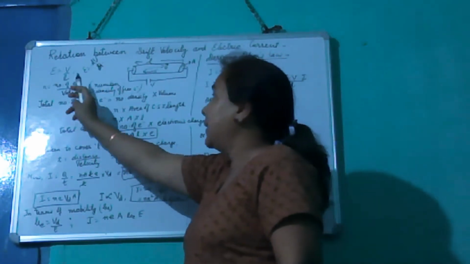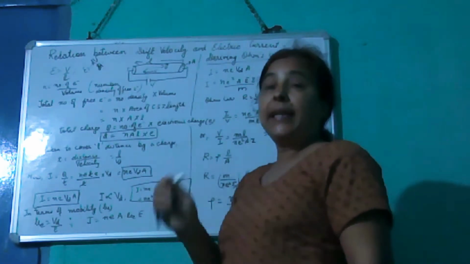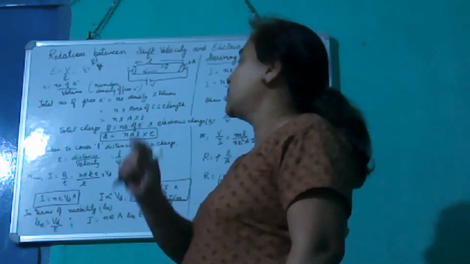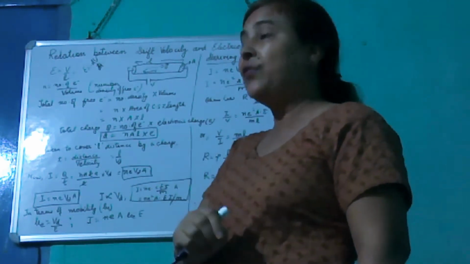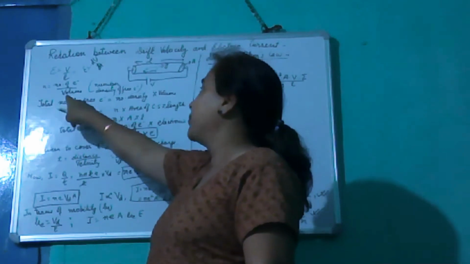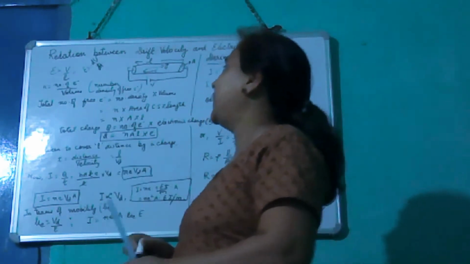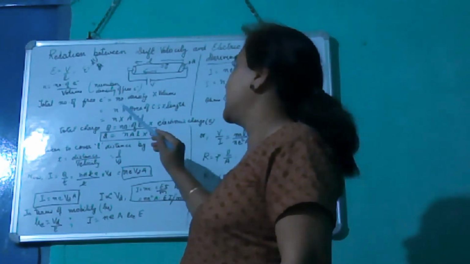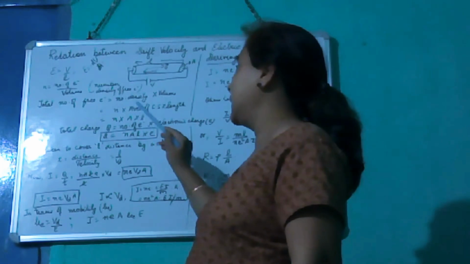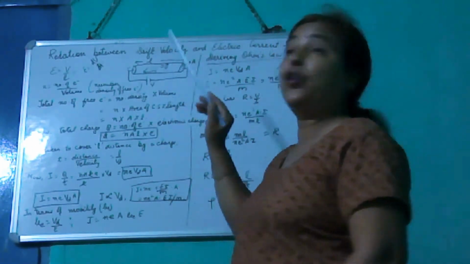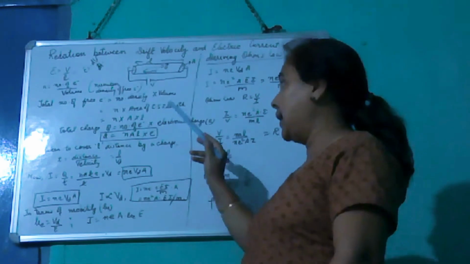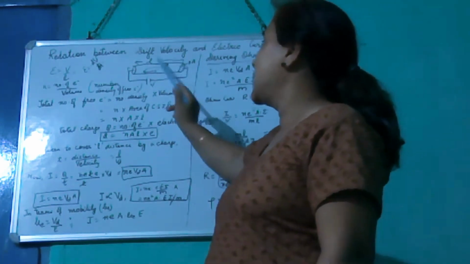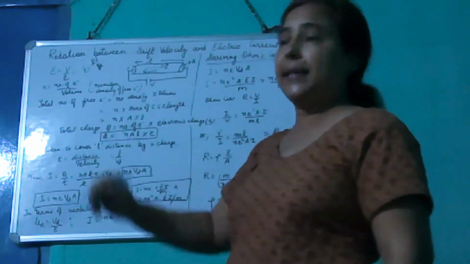Next, we assume N is the number density, that is the total number of free electrons per unit volume. So, total number of free electrons will be equal to density into volume. Here density is n and volume is area of cross section into L. So, nAL will be the total number of free electrons at any given time in this conductor.